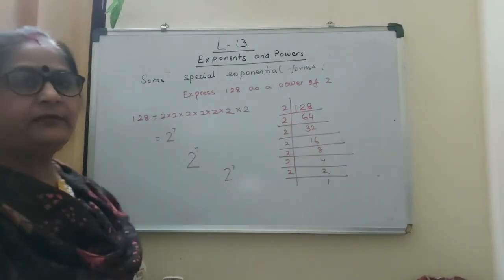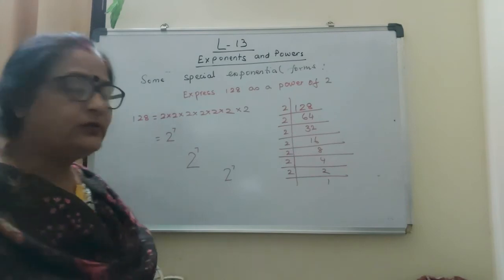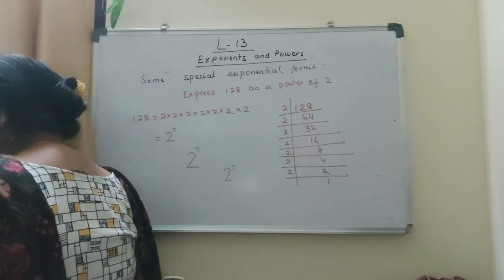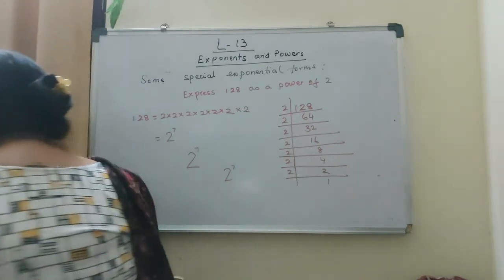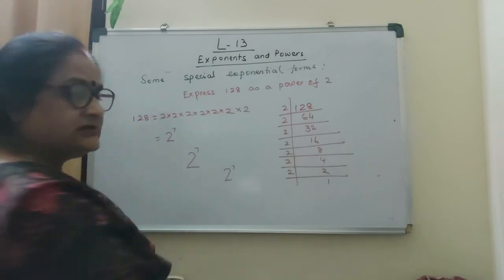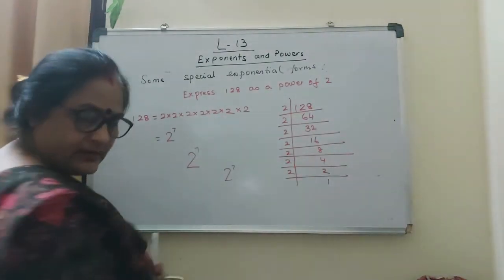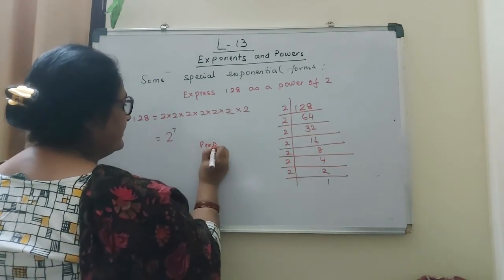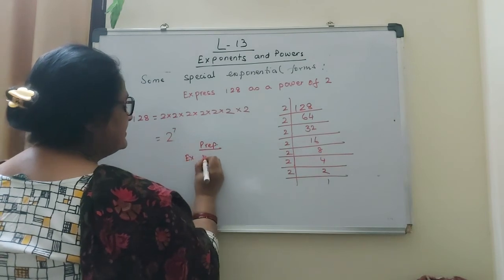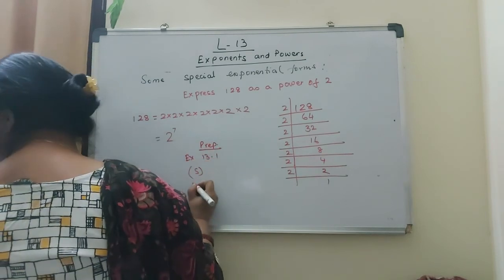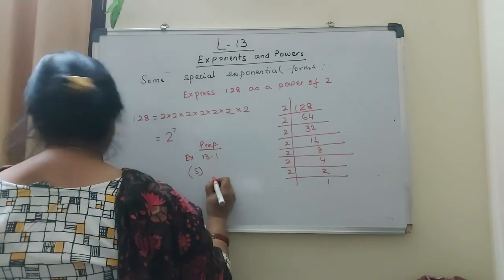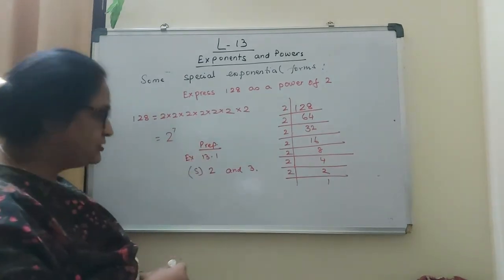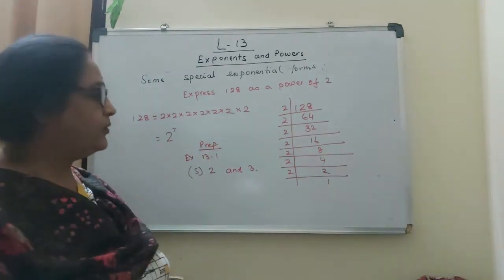We'll do till here today. You will do Exercise 13.1. This is your prep. Exercise 13.1, sum number 2 and 3. Sum number 2 and 3 in your homework books.